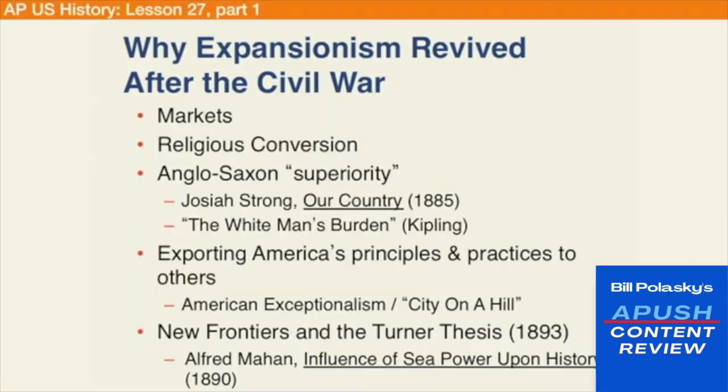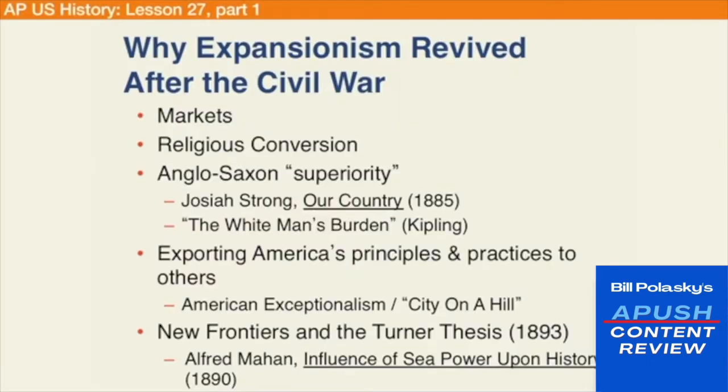So to sum up in many ways, why expansionism itself revived after the Civil War. We'd seen expansionism prior to the Civil War, which had been the Manifest Destiny model about going sea to shining sea, from the Atlantic to the Pacific, to California, Oregon territories, etc. After the war, it involves in many ways discussions of markets. We've already seen in earlier reviews and through your history lessons in your courses the tremendous industrial and economic growth of the United States during this period.